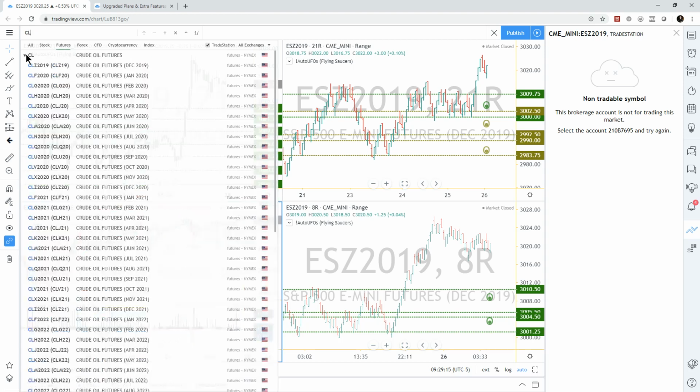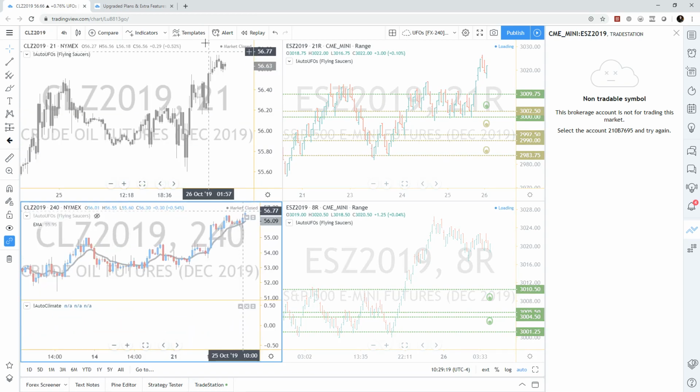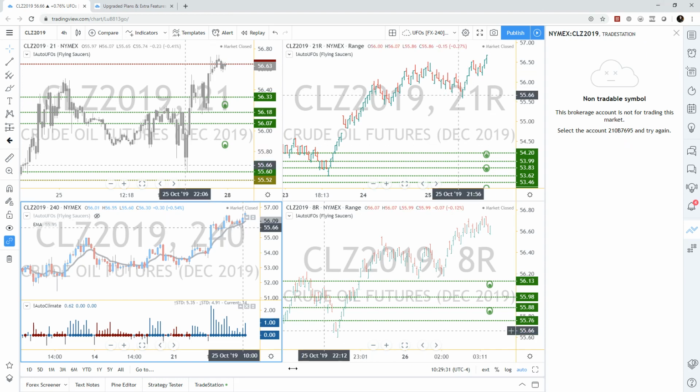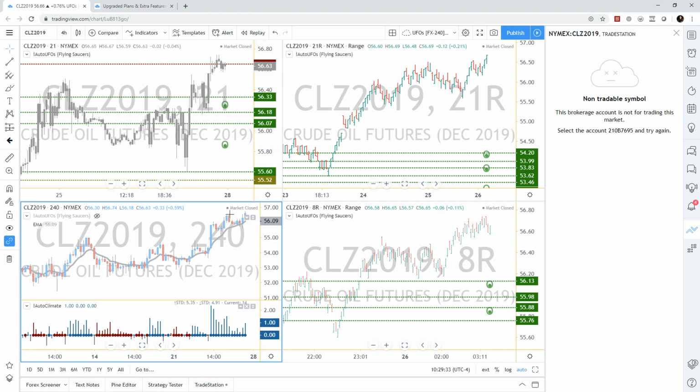CL, Crude Oil, Futures December, NYMEX, TradeStation is marked. Okay, so it's not loading here, and I'm not sure why this is the case at this moment in time. But this should work. So anyway, in any case, you get real-time market data by doing that, and you don't need to pay anything, neither to TradeStation nor to TradingView. So this is your workaround.